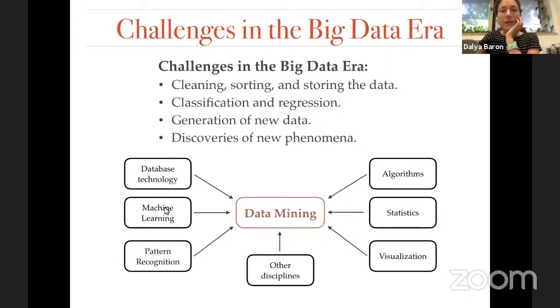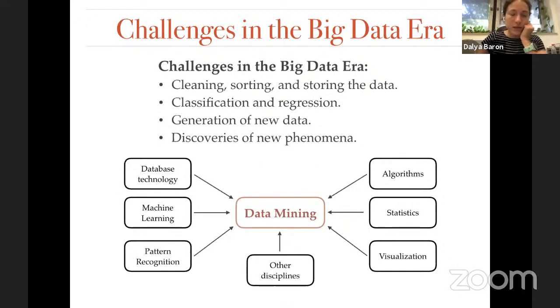Now, I'm listing here some of the challenges that we face in this big data era that we've entered. We need to understand how we clean, how we sort, and how we store the information. We need to understand how we perform classification and regression. How do we generate new data or predictions from a model? And most importantly, how do we discover new phenomena in our dataset? And this basically all connects to data mining. Data mining is a field in its own right, and it connects various fields and various disciplines.